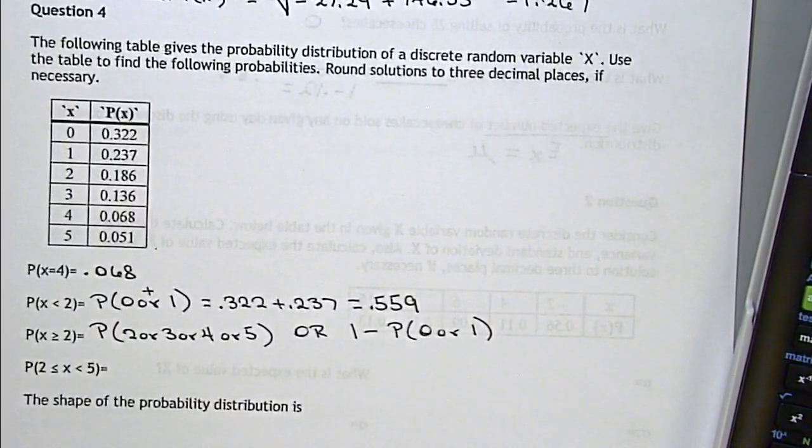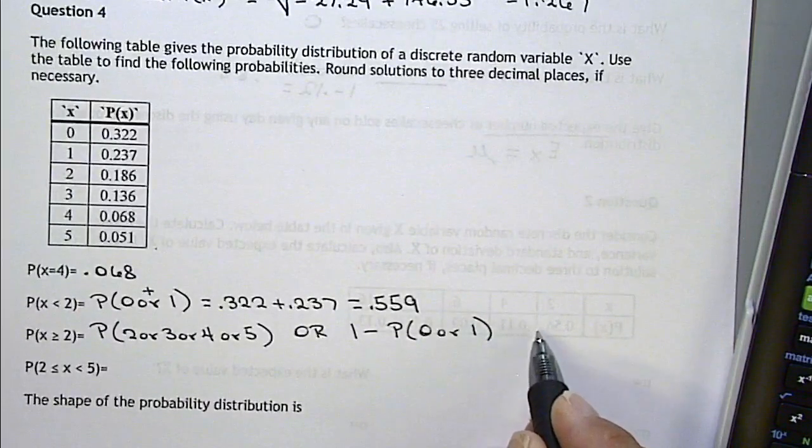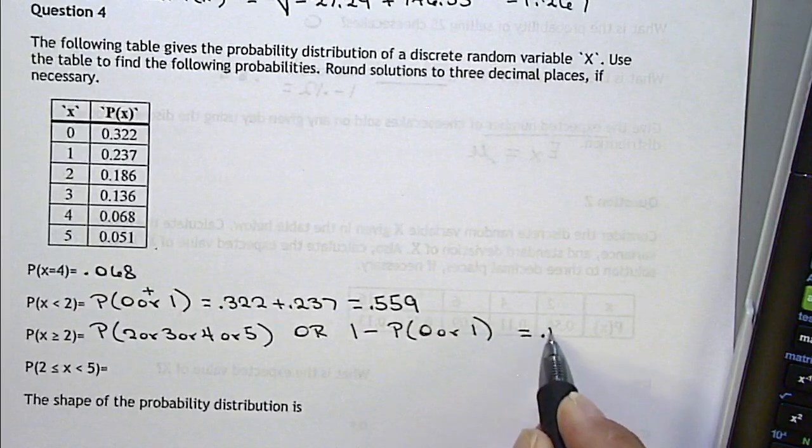Sometimes when you get long probability lists, it makes sense to do that. I'm going to let you try that on your own later. I'm just going to tell you what that answer is. It's going to be 0.441, okay?